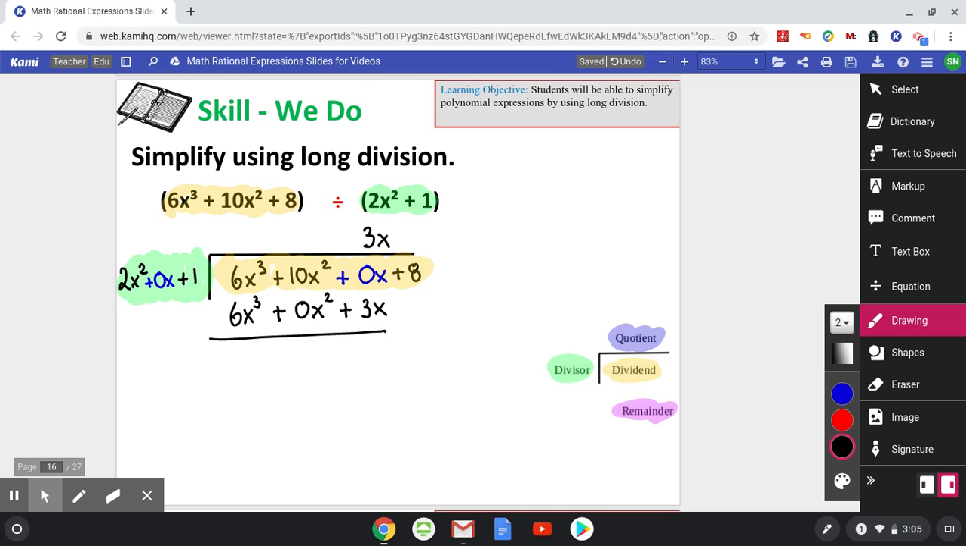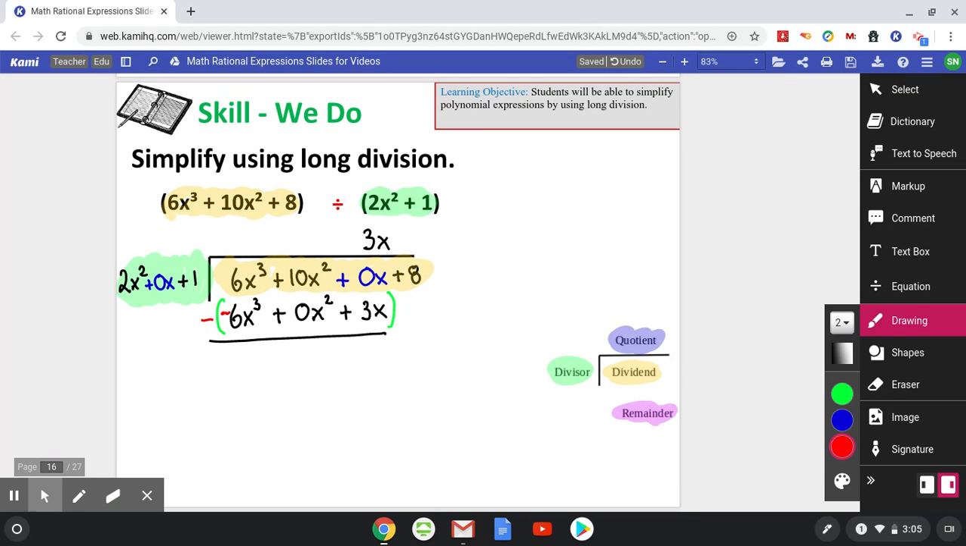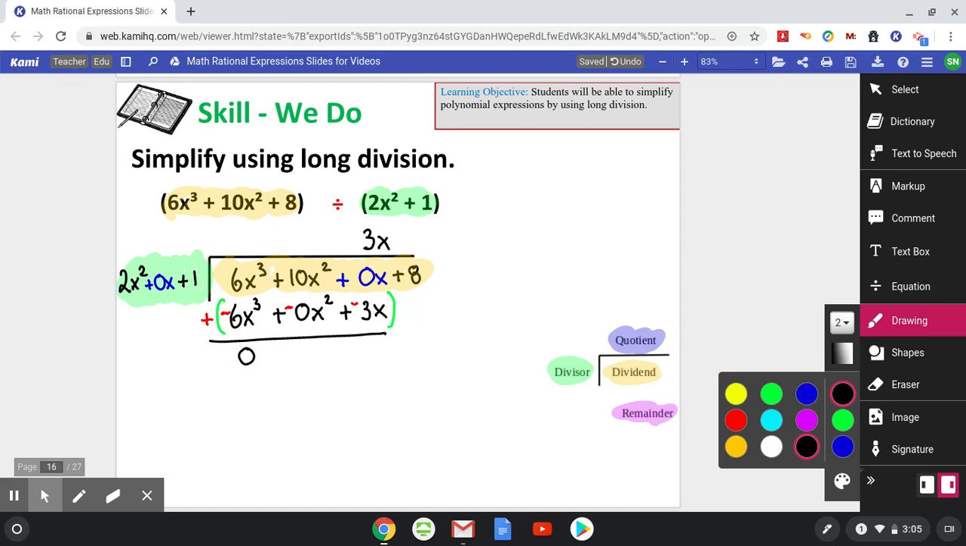We will be subtracting. And because I have more than one term, I will also be placing parentheses. The negative on the outside of the parentheses changes the sign of everything inside. This becomes a negative. The 0 doesn't really matter, but I will change it to a negative. And the last one also becomes a negative because it was a positive 3x. The negative on the outside becomes positive. 6x cubed minus 6x cubed becomes 0.